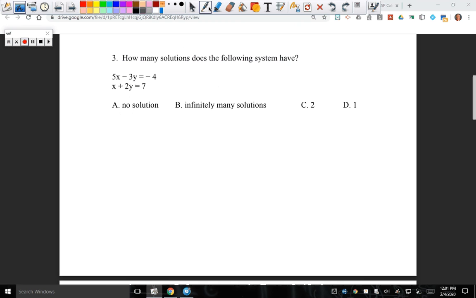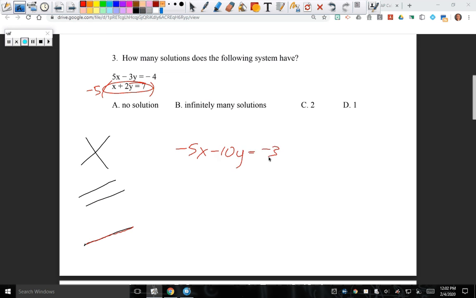I have a system of equations, 2 lines. How many answers could I have with 2 lines? I could have 1, I could have 0, or I could have infinite, because the lines lie right on top of each other. Remember that? Okay. So the elimination method tells me I could multiply the bottom by a -5. I know it's been a minute since we've done this, and I would get that. The top stayed the same.